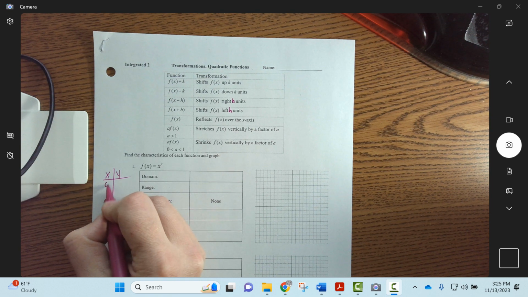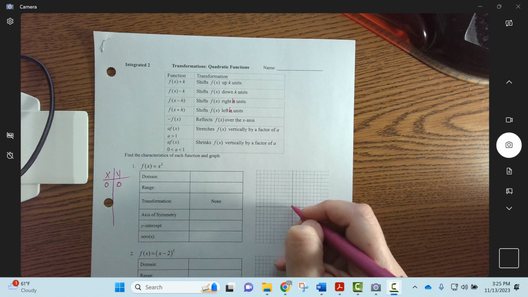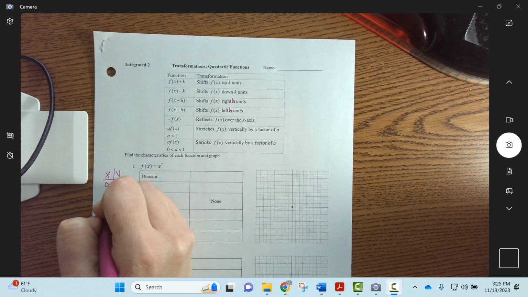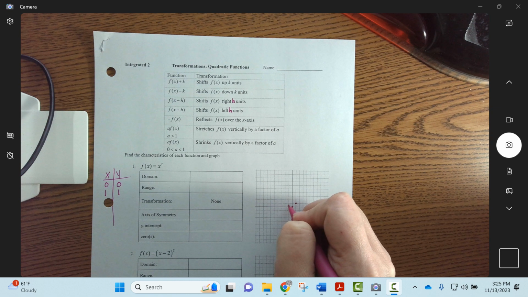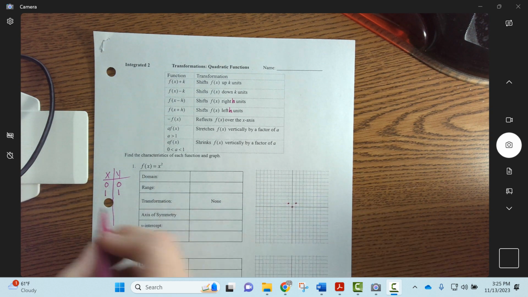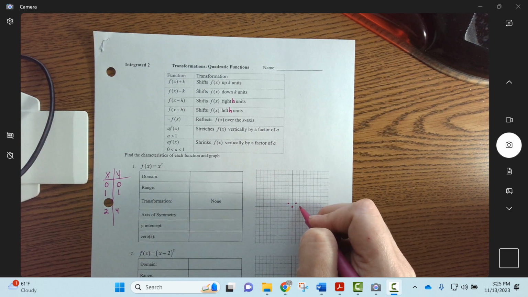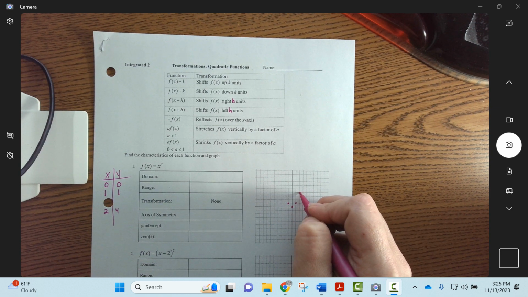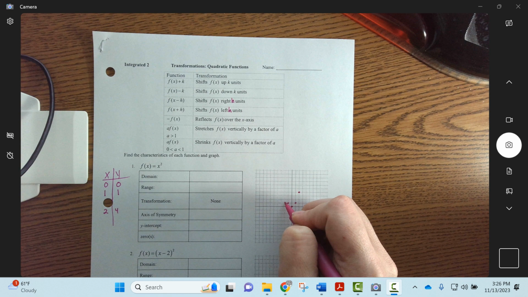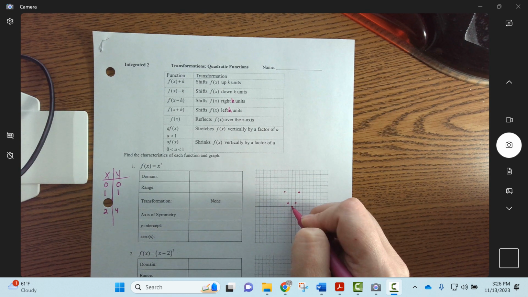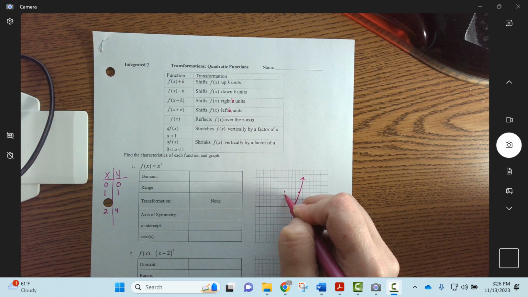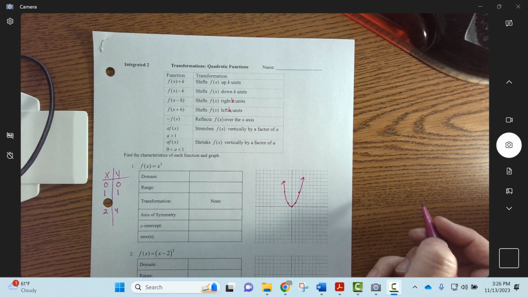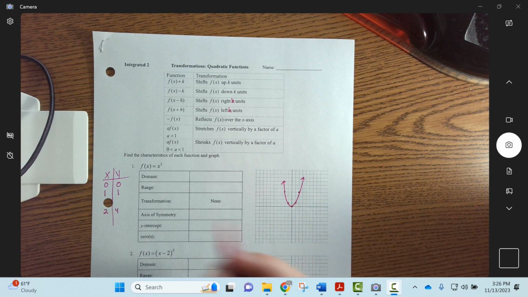So obviously if I plug in 0, 0 squared is 0. If I plug in a 1, 1 squared is 1. Remember, this is symmetric, so if you know one side, you know the other side. If I plug in a 2, I would get 4. And again, I'm going to make one on the other side. It's more important as we shift this around that you be a little bit more perfect, because it's going to ask you some questions about the zeros and the y-intercepts and that kind of thing.